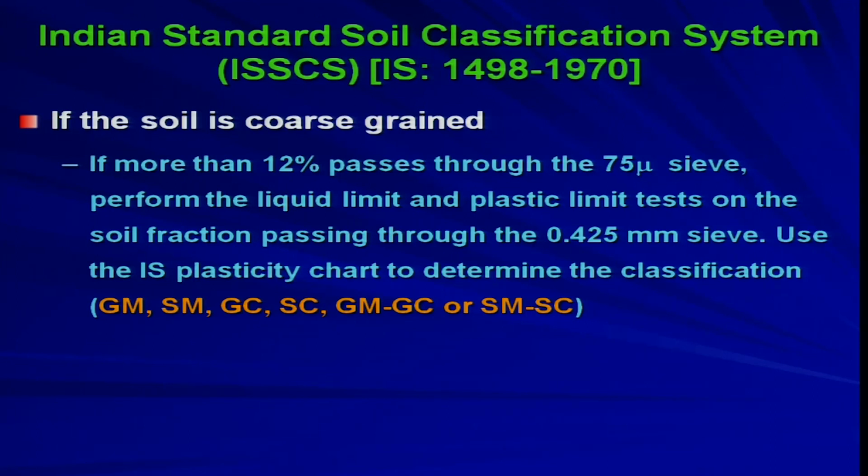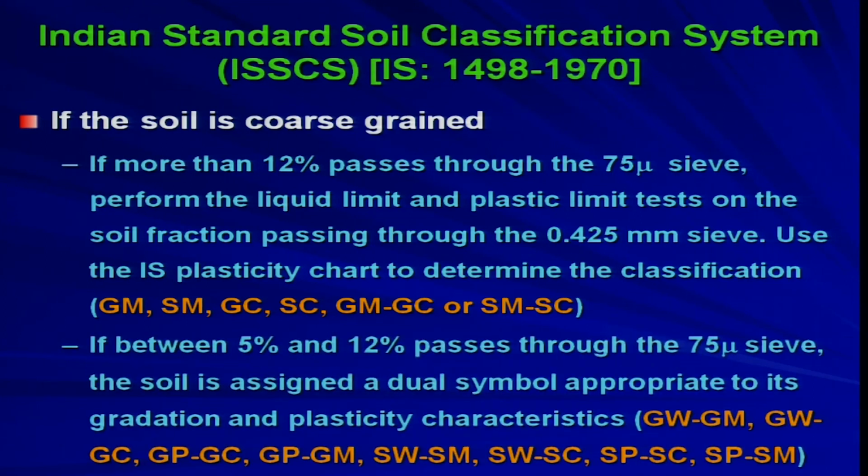Similarly, GC is clayey gravel and SC is clayey sand. If it comes very close to a line, then you will get the dual symbol GM-GC, so it could be silty gravel or clayey gravel, or SM-SC. Again, this comes very close to a line, and it could be silty sand or clayey sand.